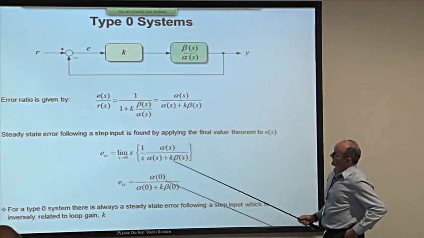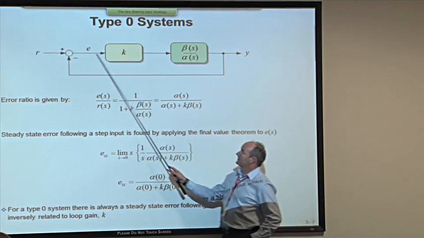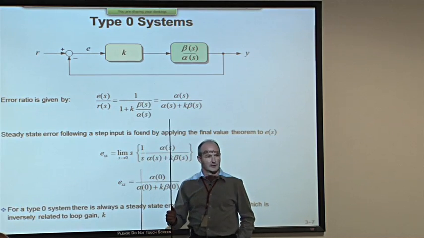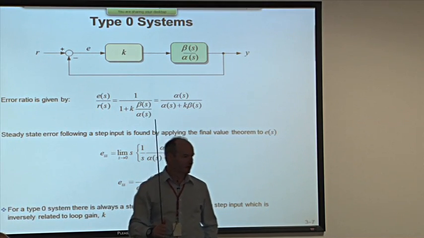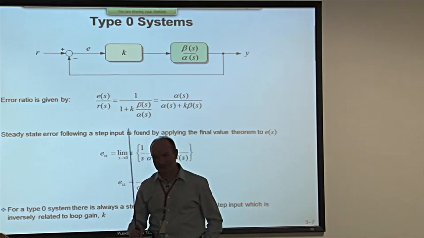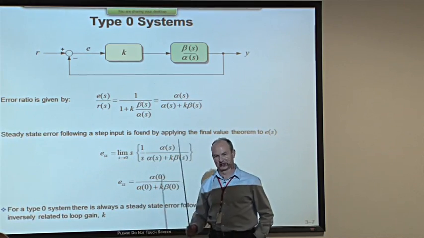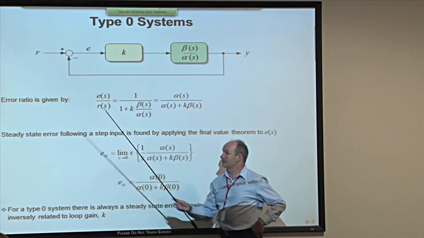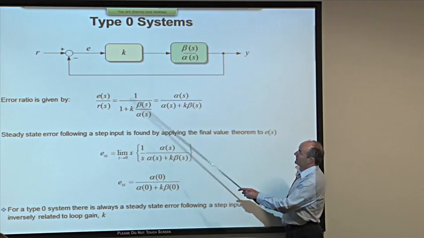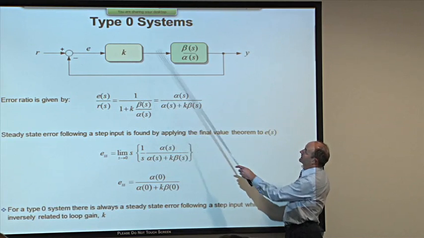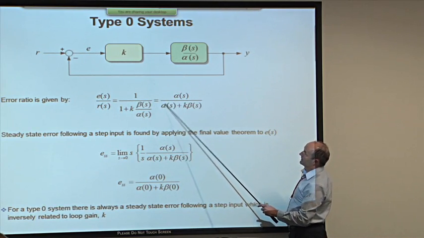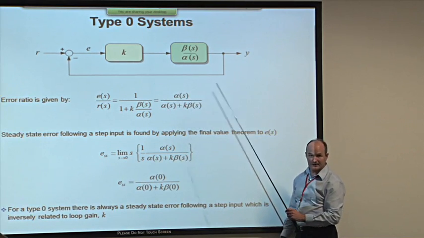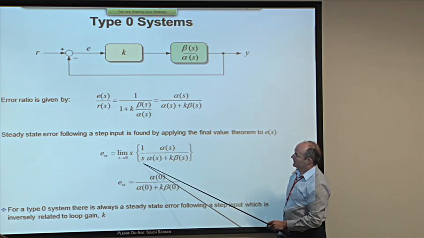Now, obviously, I've told you before about error ratio and the fact that that has another name. What is another name for the error ratio, by the way? It is S, yes, well done. The sensitivity function, S. It's E divided by R, and of course it captures the error that's present in the loop. And it's 1 divided by 1 plus L, which in this case is K times beta over alpha. Now we'll multiply through by alpha to make it alpha divided by alpha plus K times beta. The input for a unit step is 1 over S.